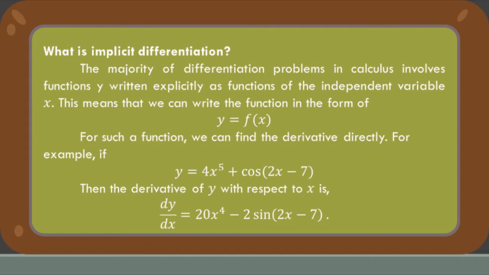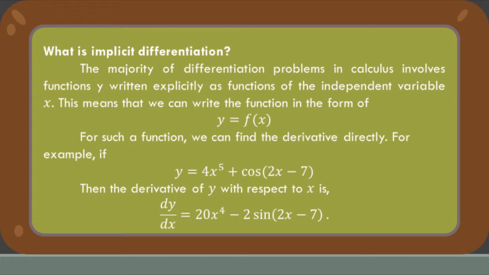For example, if y equals 4x raised to 5 plus cosine of 2x minus 7, then the derivative of y with respect to x, dy over dx, or simply y prime, is equal to 20x to the fourth minus 2 sine 2x minus 7.